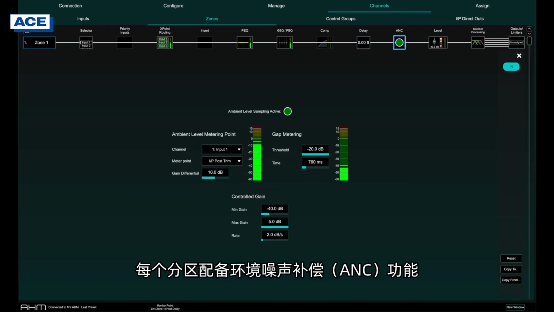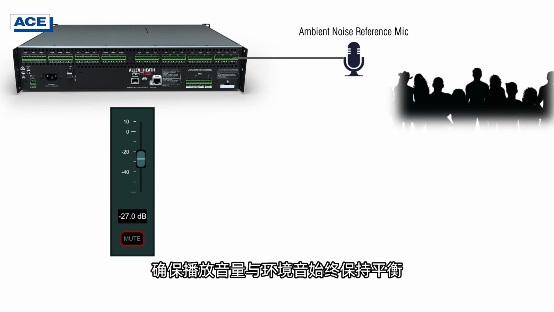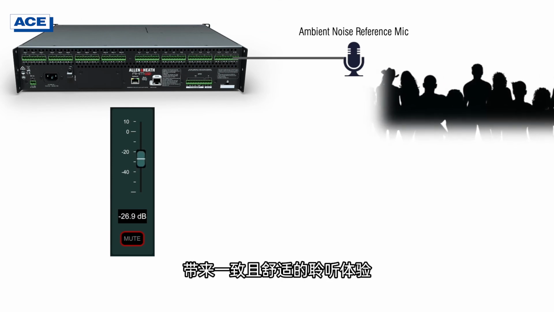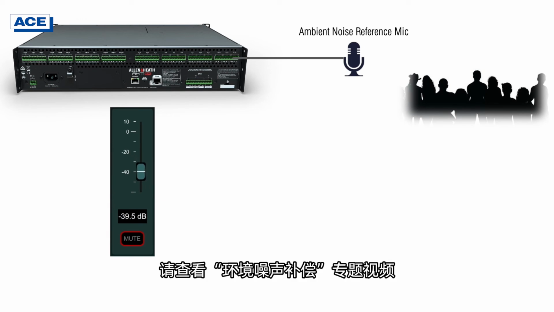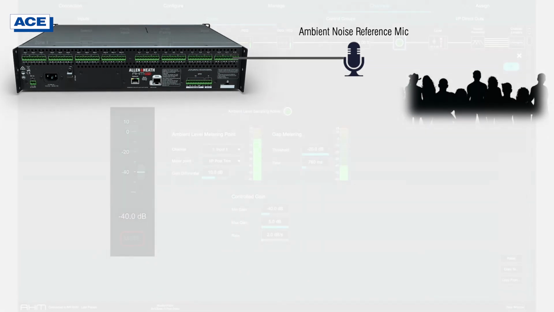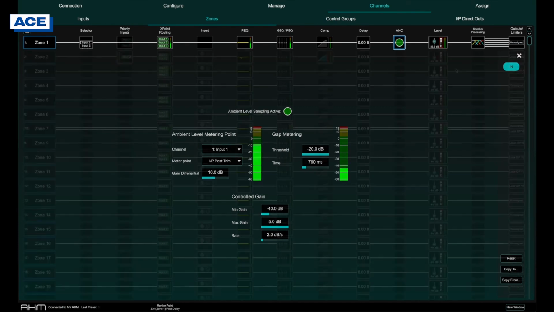Each zone has ambient noise compensation. Ambient noise compensation automatically manages the output gain of the selected zone based on the level of the ambient noise. So, if the ambient noise goes up, so does the zone, and if the ambient noise goes down, so will the zone, meaning the signal level is always relevant to the ambient level. More on this in the ambient noise compensation video.